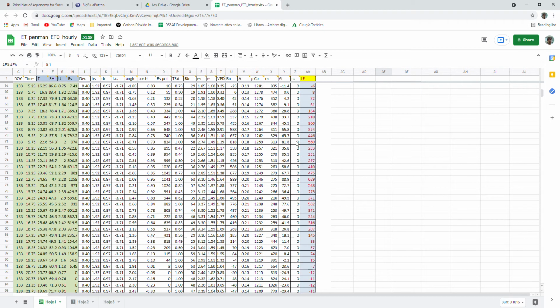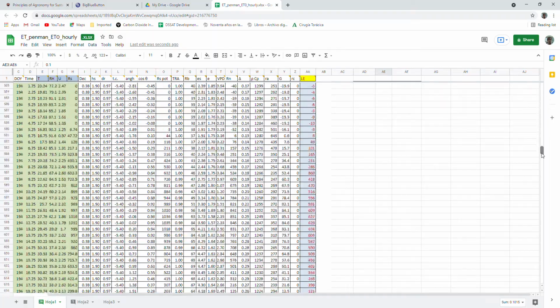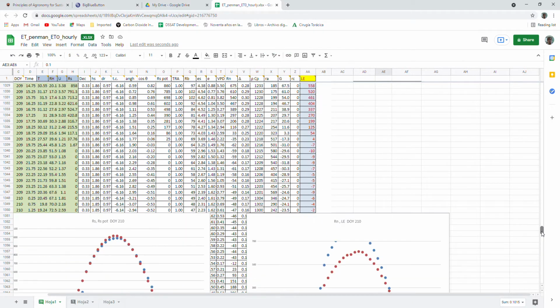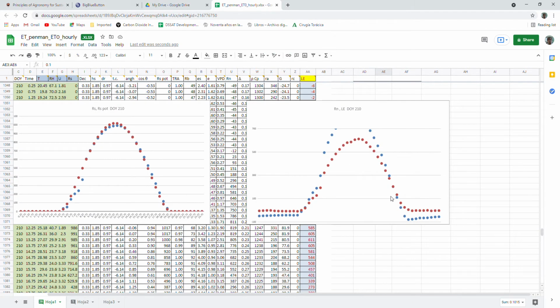To show some example of the use of this equation, we have calculated the values for all the days, and here we can see the plots of potential solar radiation in red and actual solar radiation in blue for day of year 210 in the year 2018. And here we have the values of net radiation and latent heat flux throughout the day.